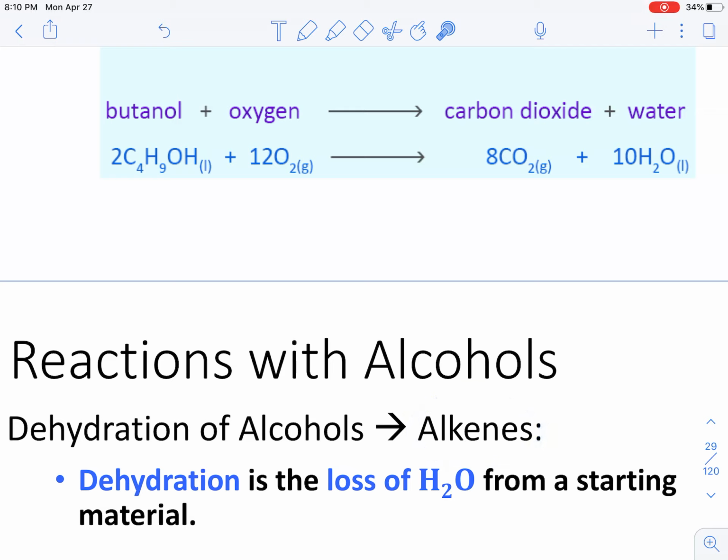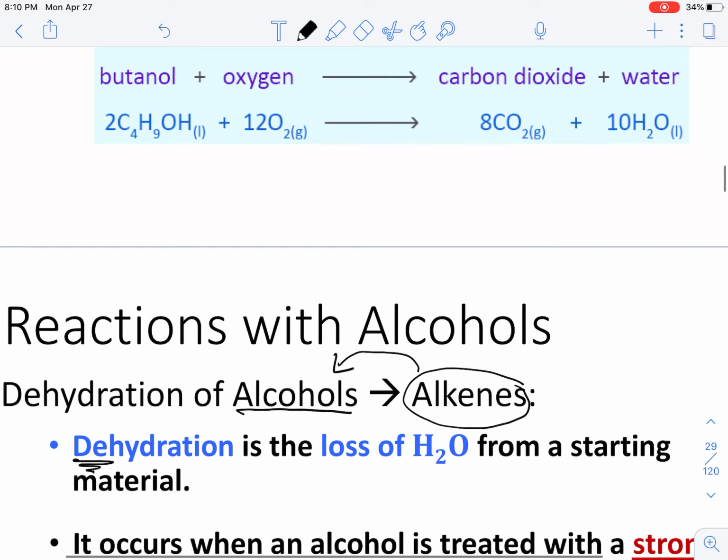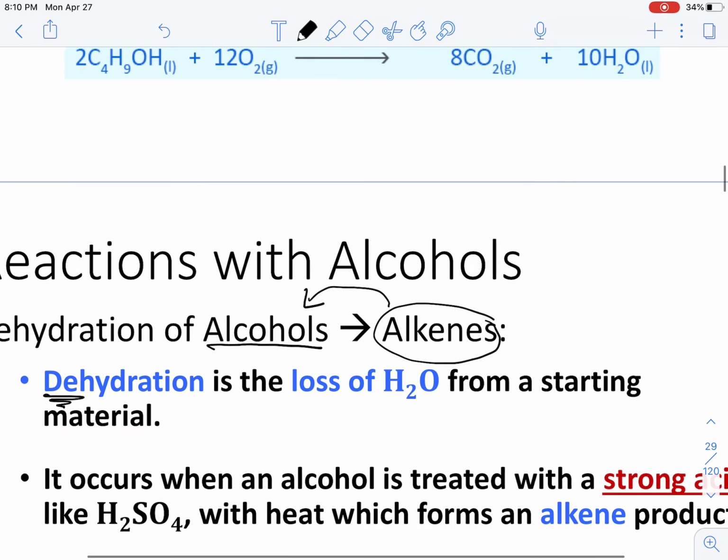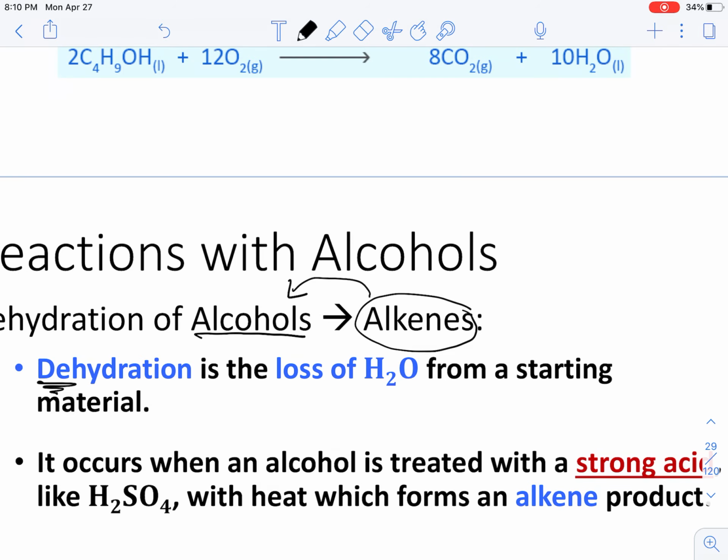We actually talked about this reaction in chapter 11. We talked about the conversion of an alkene to an alcohol, and that was the hydration reaction. Dehydration is simply the opposite of a hydration reaction. Much like its name, we're going to lose water from the starting material to form the alkene.